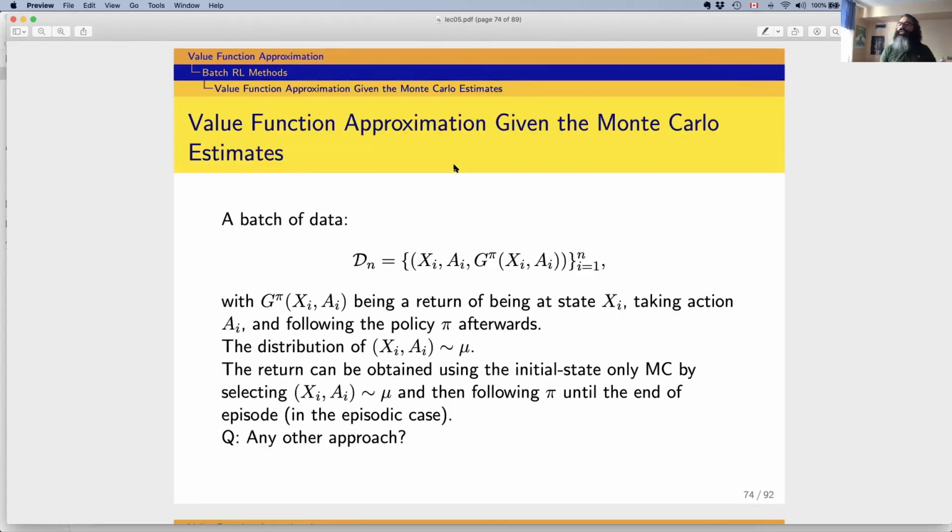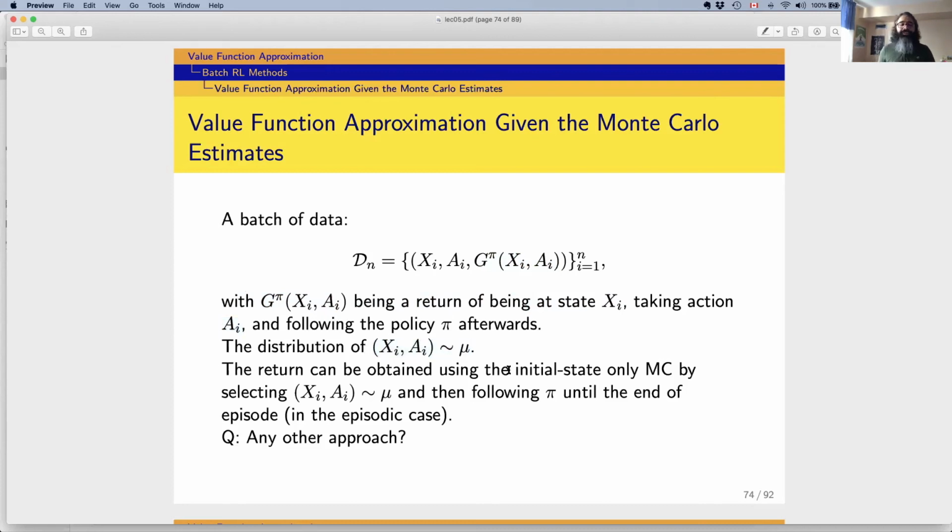So we have a batch of data, and let's try to devise some methods. One is that we want to approximate the value function given the Monte Carlo estimates. Here the batch of data is a bit different from the previous slide. We have a batch of data in the form of x_i, a_i, and the return of policy pi when we start from x_i, a_i. So G^pi(x_i, a_i) means the return of being at state x_i, taking action a_i, and then following policy pi afterwards. And the distribution would be like this.